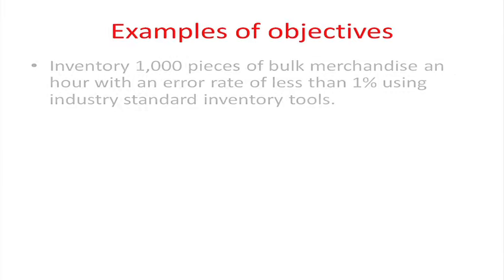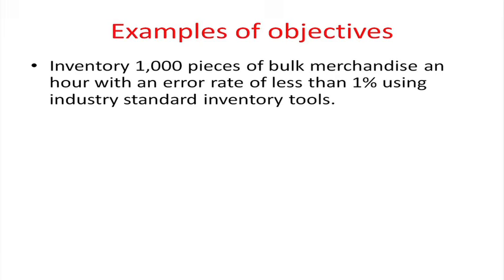Look at this. These are specific examples of objectives. It means that you are going to inventory 100 pieces of bulk merchandise in an hour with an error rate of less than 1% using industry standard inventory tools. So, you will find objectives, standards and the criteria. All these three things are mentioned over here, right.